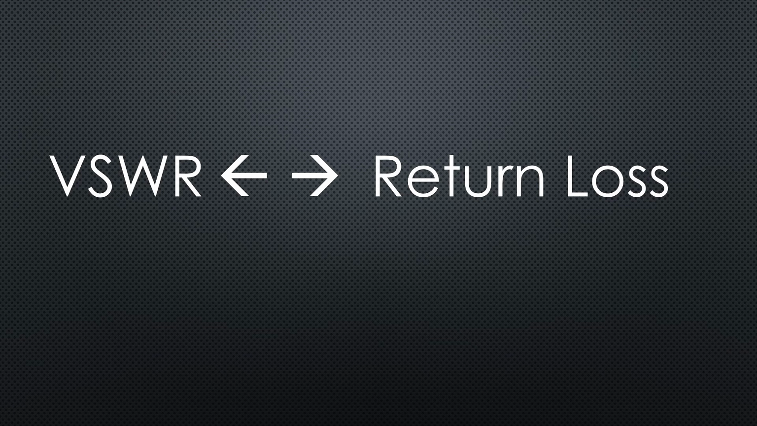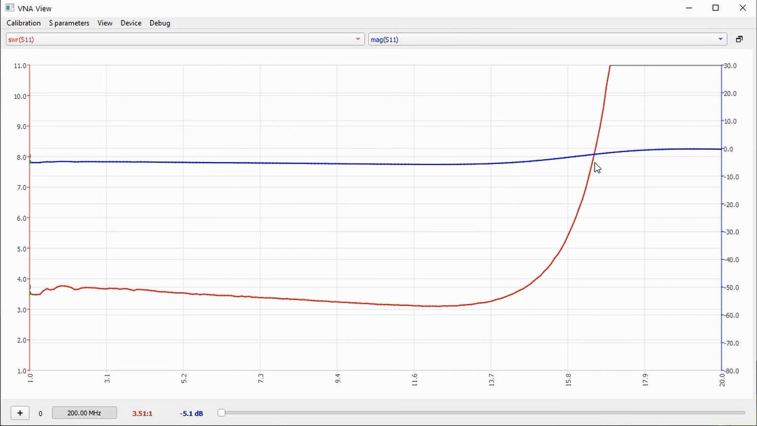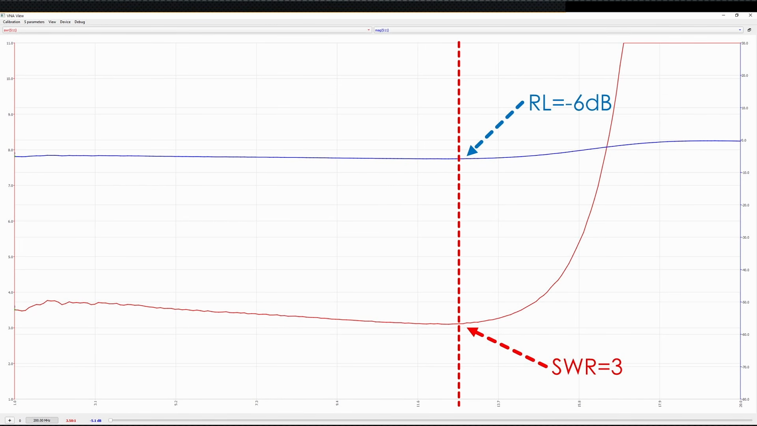And of course, it sounds more professional. You can also display the return loss on a NanoVNA. It is the log mag from before. And it is around -6 dB at an SWR of 3. Now we have the basics to start working with a VNA.